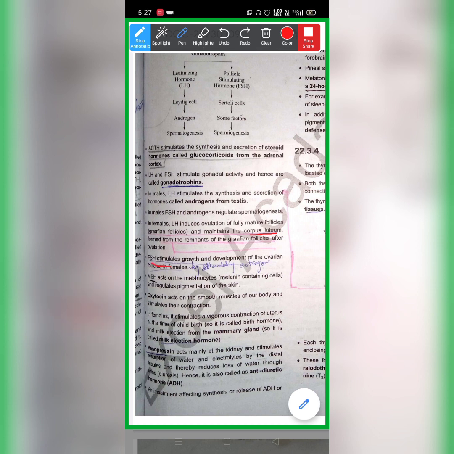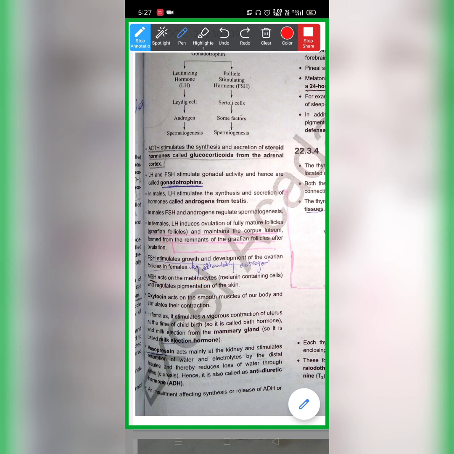What is the function of the follicular stimulating hormone? It stimulates the growth and development of the ovarian follicle by stimulating the estrogen. Now coming to the pars intermedialis, which mainly synthesizes the melanocyte stimulating hormone. It acts upon the melanocyte, the melanin containing cell, which regulates the pigmentation of the skin. That is, the color of a person depends mainly upon this hormone.